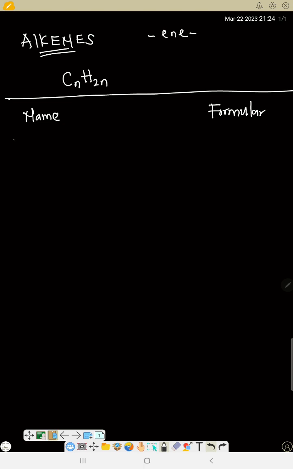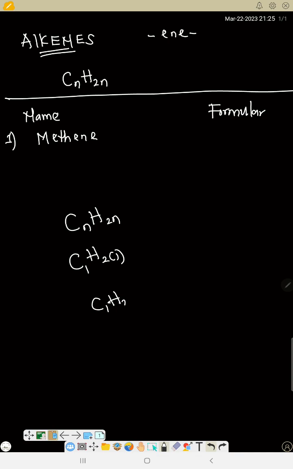So let's start with one, that is one carbon, that is meth. So put the suffix, that's ENE. Then this is methene. So what do you think the general formula will be? This should be CnH2n. So this will be C1H2 times 1. So this is C1H2, so this should be CH2.